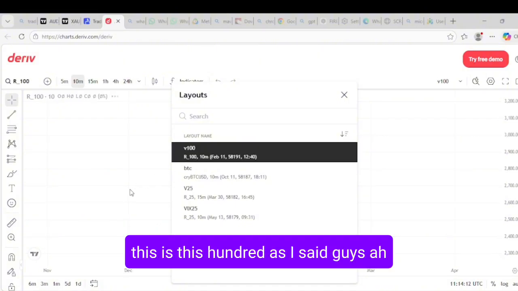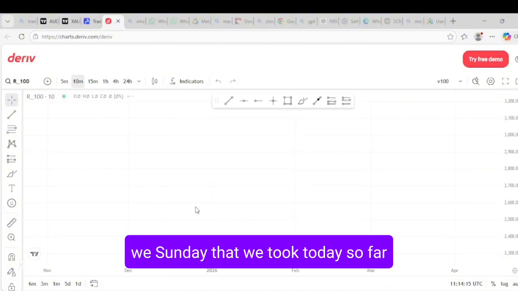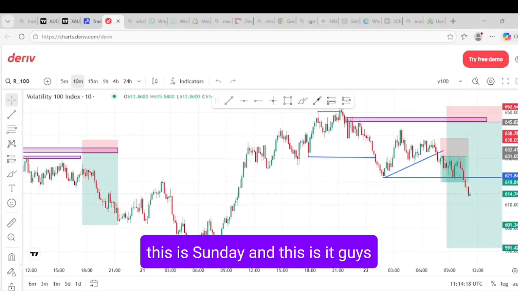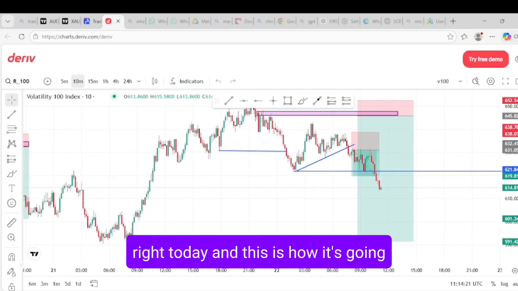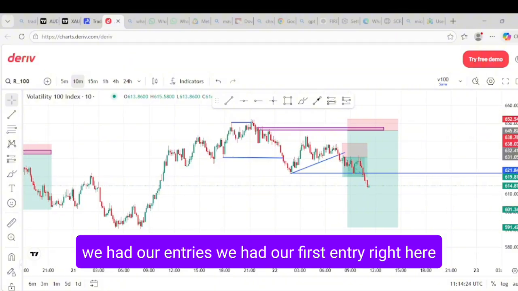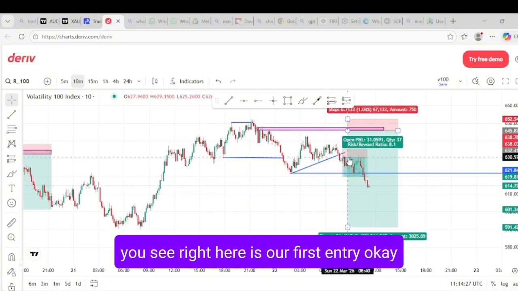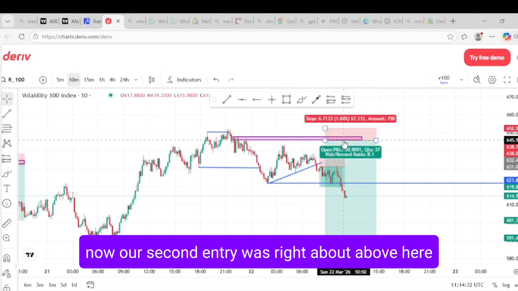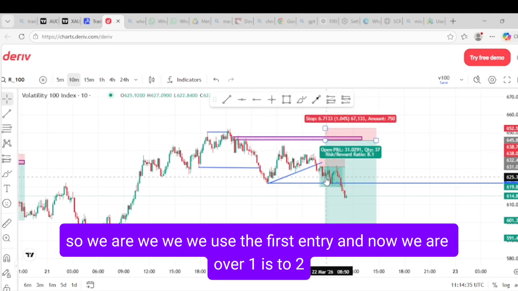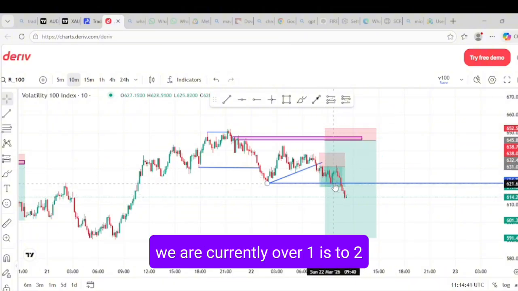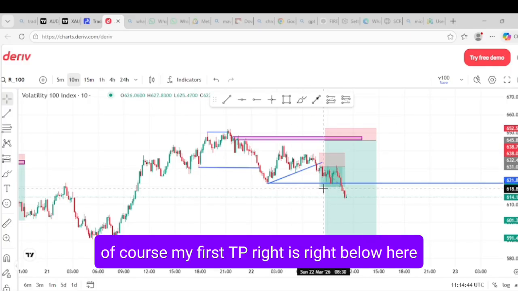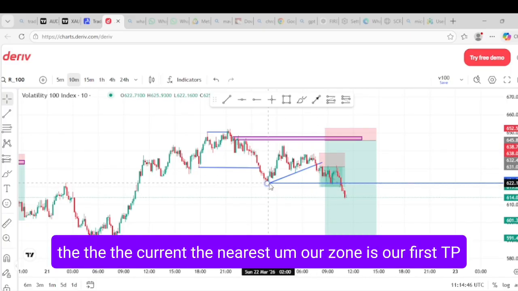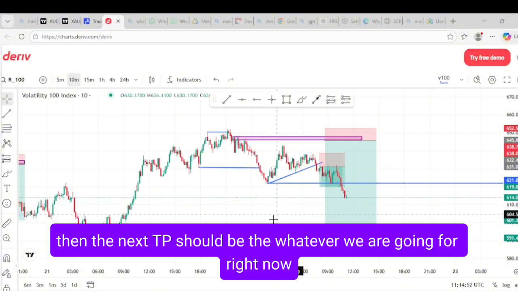This is VIX 100, as I said, guys. VIX 100 that we took today so far. This is Sunday, and we took this trade right here today, and this is how it's going. We had our first entry right here. Our second entry was right about above here, so the market did not get to that point so far. We used the first entry, and now we are over 1:2. My first TP is right below here. The nearest zone is our first TP, and the next TP should be wherever we are going for.